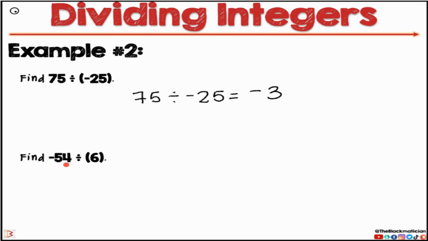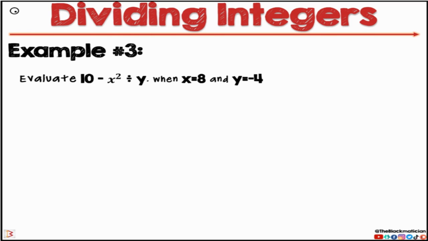Find negative 54 divided by 6. Again, we have two integers with different signs. So negative 54 divided by 6. I know my answer is negative because these are two different signs. And the question is how many 6's fit into 54? And that answer is going to be 9. So negative 54 divided by 6 is going to equal negative 9.